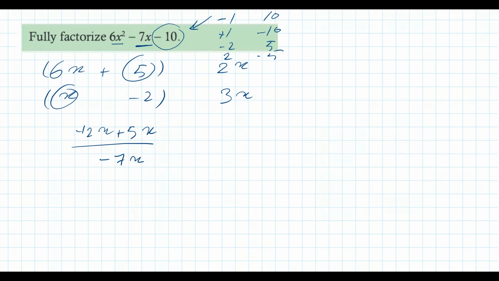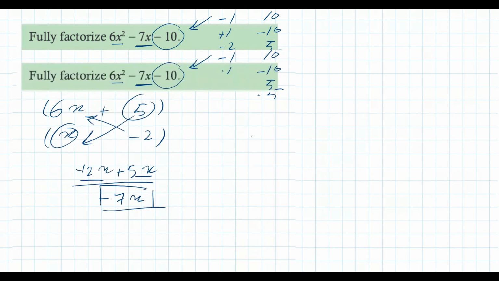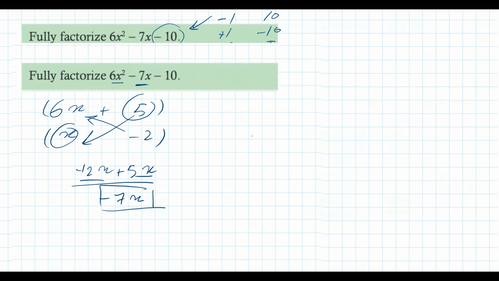It takes time, but you need to try. Then 6x times negative 2 becomes negative 12x. 5 times x becomes 5x. You need to add them. Negative 12x plus 5x becomes negative 7x, which is the middle value. Then the result for this question should be 6x plus 5 times x minus 2. Once again, this is 6x plus 5 times x minus 2.